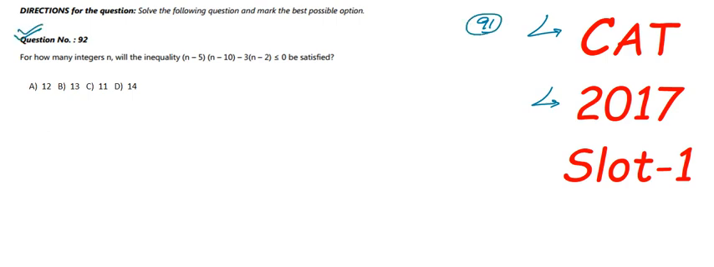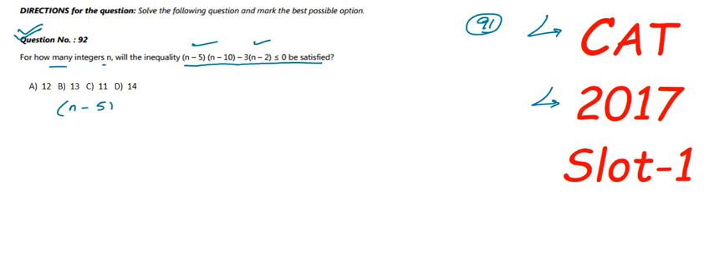Question 92 says, for how many integers n will the inequality (n minus 5)(n minus 10) minus 3(n minus 2) less than or equal to 0 be satisfied? We don't need the numbers n, but we need the total possible numbers of n for which this inequality will be satisfied. So let us first write this inequality here and simplify it.